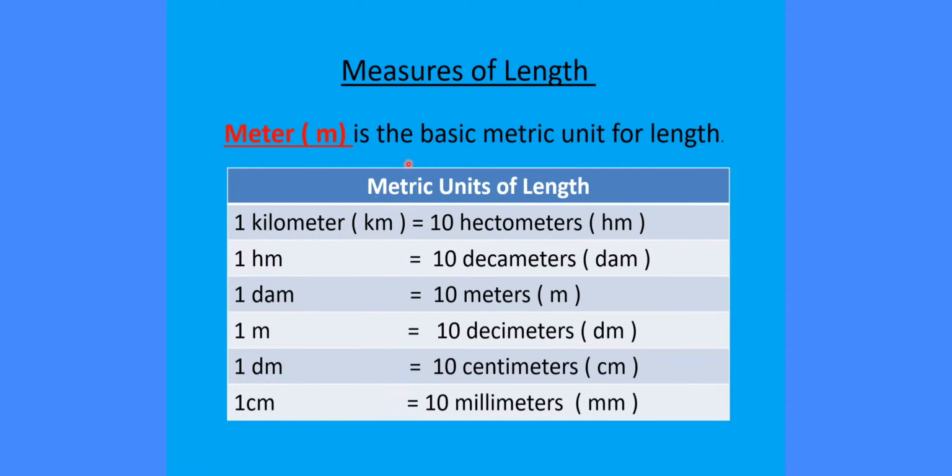Let us deal first with measures of length. Meter, or small letter m, is the basic metric unit for length. So these are the metric units of length, starting from kilometer down to centimeter, and these are the equivalents. The root word here is meter, as you can see. Then we have the prefixes: kilo, hecto, deca, deci, centi, milli. So again, these are all the metric units of length, and these are the abbreviations.